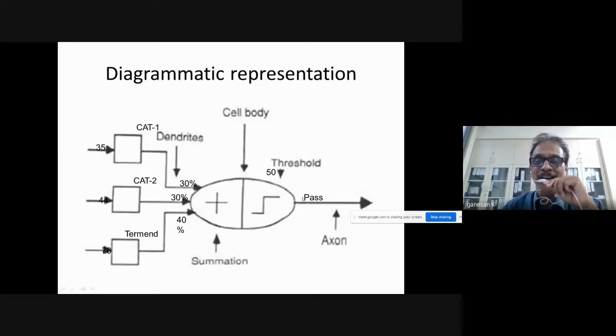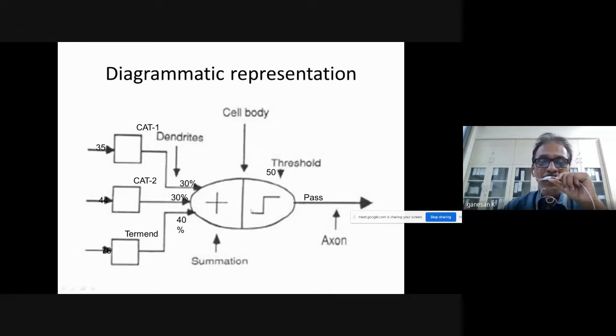The output is I need to declare whether you have passed or failed. So in this case, I'm giving a threshold. For example, if your mark is more than 50, you are in the pass. If it is less than 50, I'm going to call you a fail. And this task is what is called an activation.